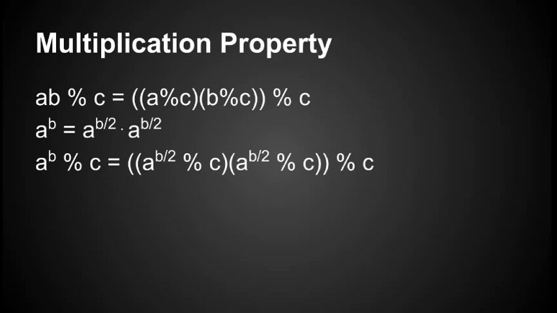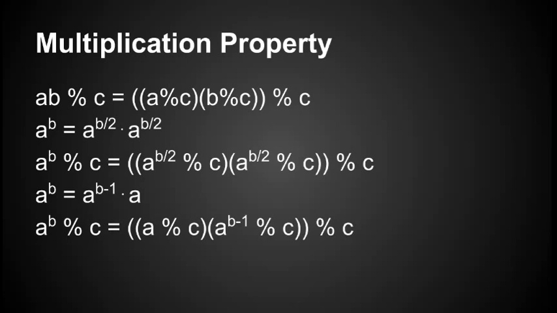And that would tell us that a to the b mod c is equal to a to the b over 2 mod c times a to the b over 2 mod c. And we also know that a to the b equals a to the b minus 1 times a, because the a is the same as just a to the 1. So that would mean a to the b mod c equals a mod c times a to the b minus 1 mod c, all of that mod c. So, as you can see, we can actually take an exponent and break it in half or take one piece off of it.